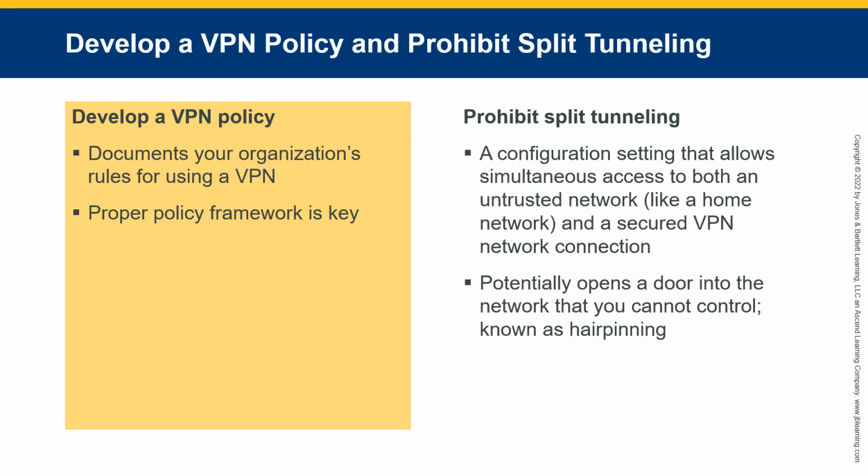Again, it's best practice to prohibit any type of split tunneling. This setting allows simultaneous access to both untrusted networks, like the internet, along with your secured corporate VPN connection. And it opens the door to networks and other things that could be coming in, and opens an avenue to your enterprise environment that you may not want to have open. So that's a key thing to prohibit.